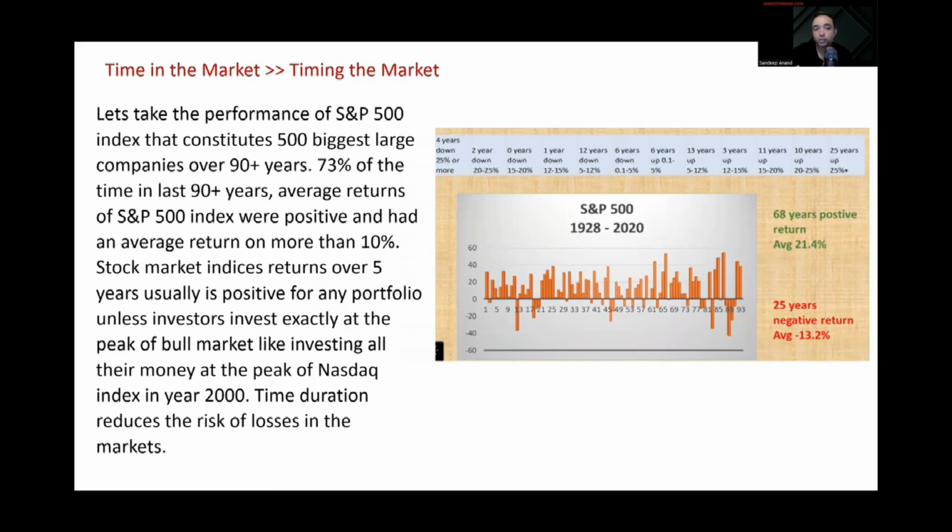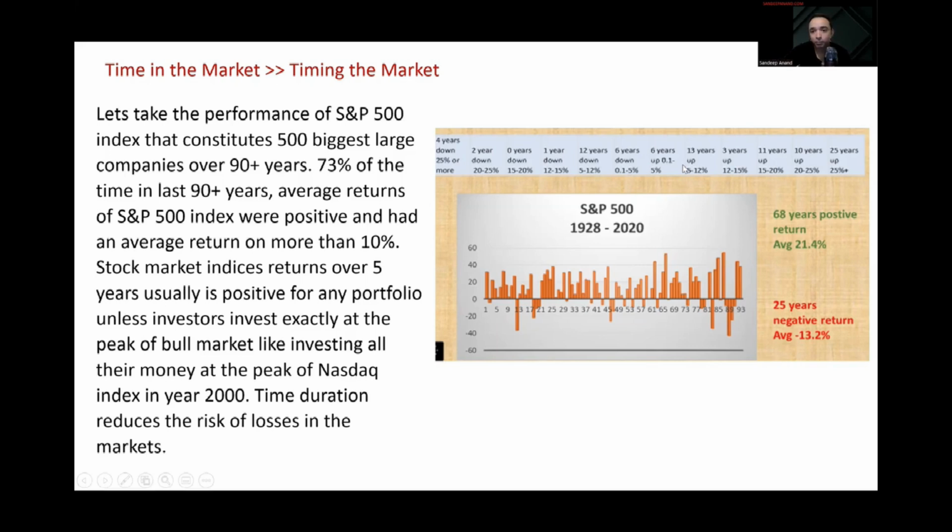Now, stock market index returns over 5 years are usually positive. For any portfolio, unless investors invest at the peak of a bull market, like the NASDAQ peak or the 2007 and 2008 peak, on average any index, whether for a country like the US or even the Indian or Chinese indexes, they are all great performers. They're growth economies. For any growth economy you take, that country's index tends to perform, reflecting the underlying economic growth and entrepreneurship. If you take the 90-year history in the US, you see that between two thirds and three fourths of the time it is positive, and only about one third of the time it is negative. This is with any rolling cycle you take.